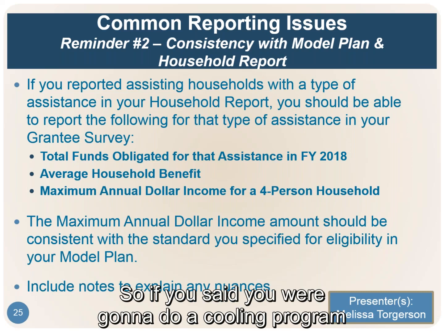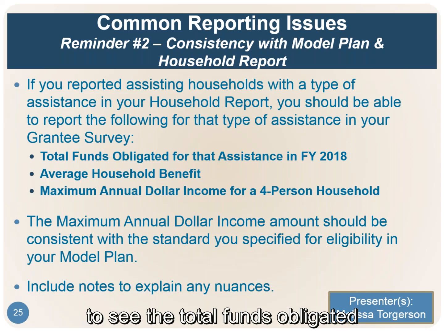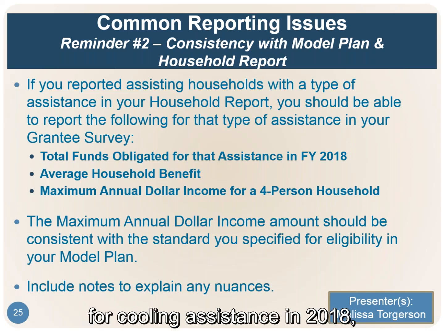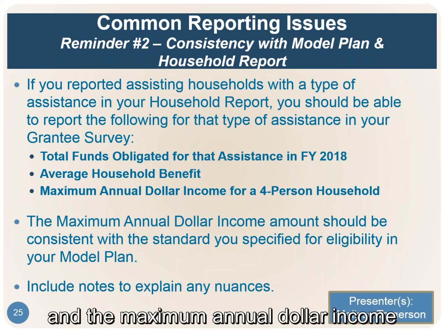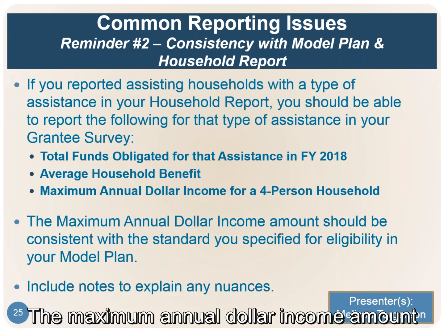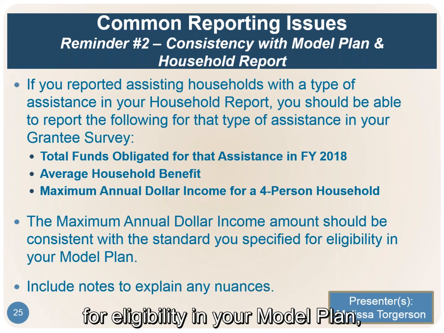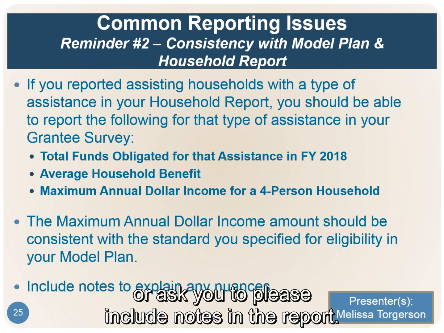So if you said you were going to do a cooling program in your model plan, we'd expect to see a cooling program in your household report with number of households served, and we'd expect in the grantee survey to see the total funds obligated for cooling assistance in 2018, the average household benefit, and the maximum annual dollar income for a 4-person household for cooling assistance. The maximum annual dollar income amount should be consistent with the standard you specified for eligibility in your model plan. And if there are nuances to this, please include notes in the report.